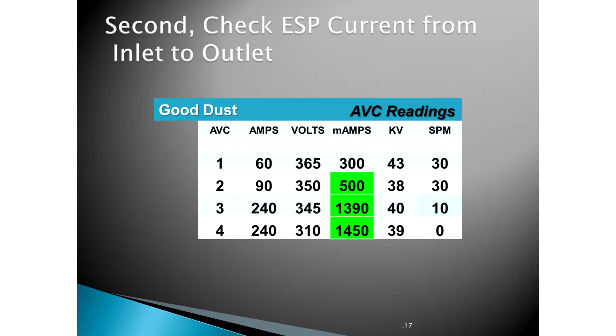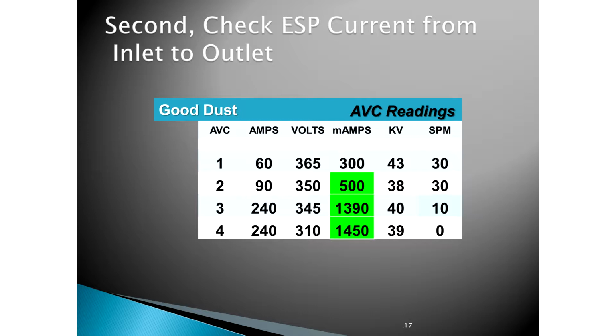The second rule is that you look for current to increase from inlet to outlet of the precipitator. So on this 4 transformer precipitator, this is the inlet, this is the outlet, gas would be flowing this way. It's 300 milliamps in the inlet, 500 in the second field, 1390 in the third field, 1450 in the fourth field. Is it doing its job? We said a precipitator current should increase from inlet to outlet of the precipitator.